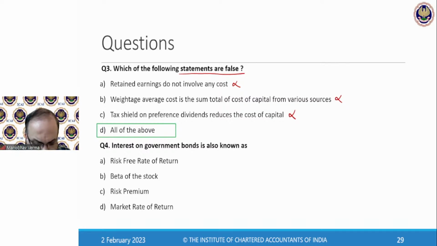In question number 4, the majority is giving me answer A, which looks good, because I told you government securities are more of a risk-free rate of return, guys. Wonderful. So I think question 4 is unanimously correct for everyone.